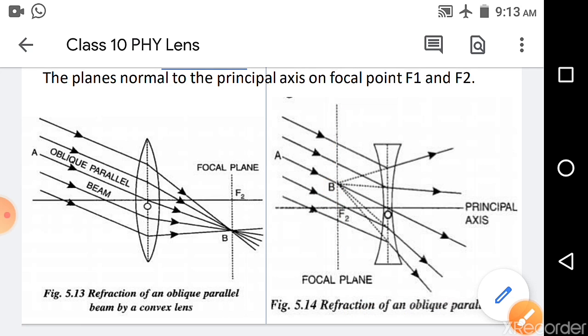So this is complete for the class. So chapter 5A is completed.